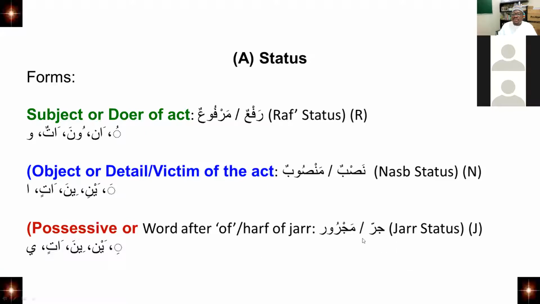But the most important thing for you to understand here is that there is something called the status of jar, the status of nasb, and the status of rafa. An instance is a rafa ism is the actor or the doer or the subject or the predicate. A lot of things can give you the status of rafa. An ism can be in the status of nasb if it's the detail, if it is a victim of an action, or even if it is preceded by harf of nasb, which we'll come to talk about. And then an ism is in the possessive case, therefore it is majroor. It is majroor in the status of jar if it is after of or a possessive case, or it is preceded by harf of jar. Very important.